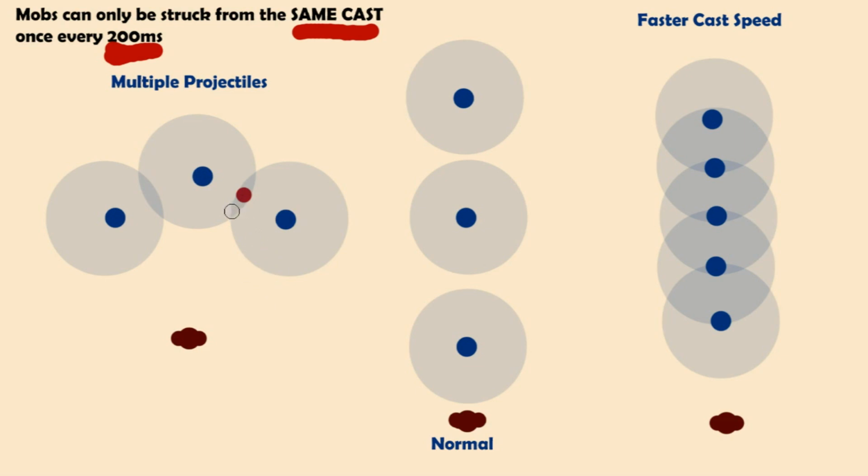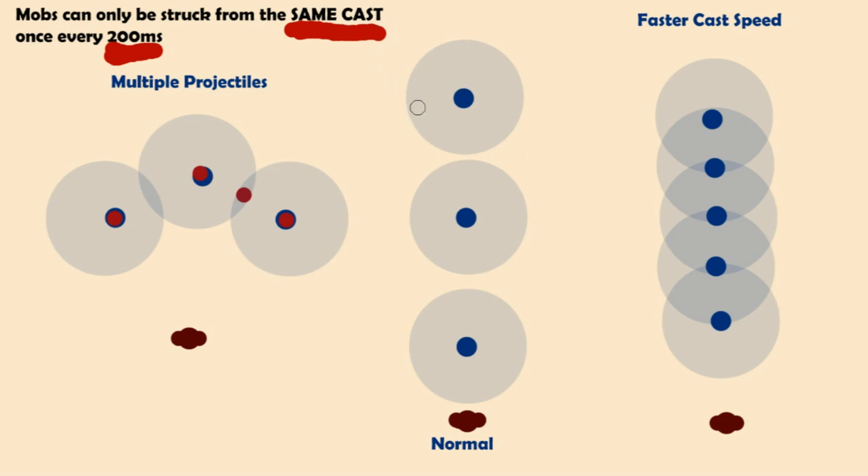There's a restriction on this that each one of these ball lightnings falls under the category of same cast. One casting motion of the caster cast these 3 separate ball lightnings. So that means this mob will only get hit by 1 arc every 200 milliseconds and it cannot double up. So hopefully that's clear. Now, what is different though is that when you start to remove this same cast effect, you can start to overlap things.